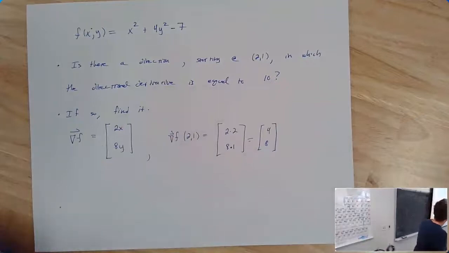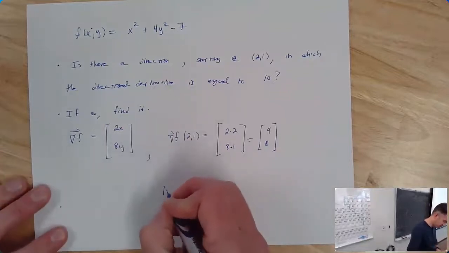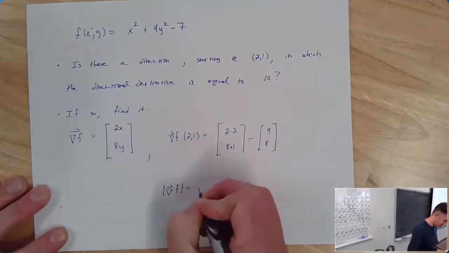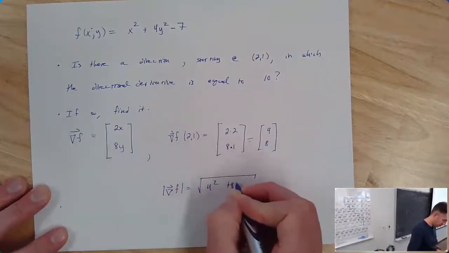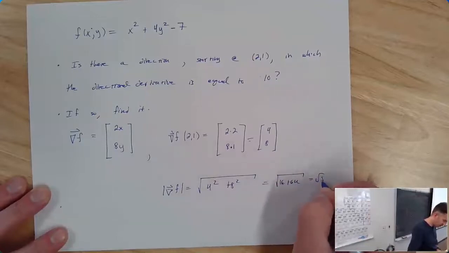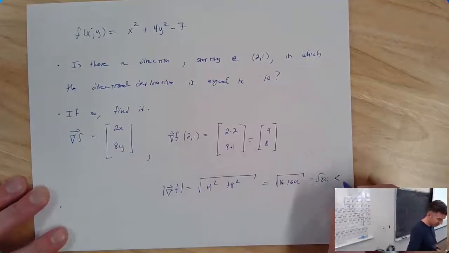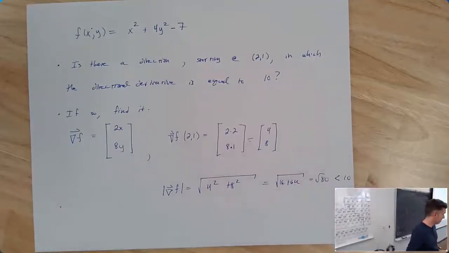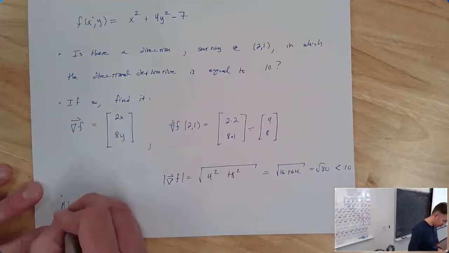Can our derivative be as big as the magnitude of that vector? Is 10 too big? What's the magnitude of this gradient? Well, let's find out. The magnitude of the gradient is going to be the square root of 4 squared plus 8 squared, which is the square root of 16 plus 64, which is the square root of 80, which is definitely strictly less than 10. There's no way that can ever equal 10.